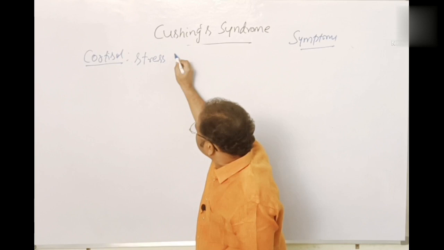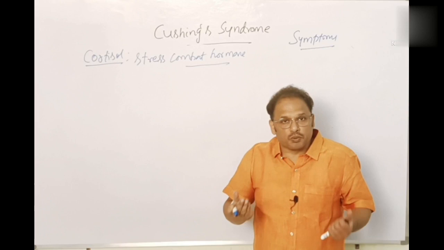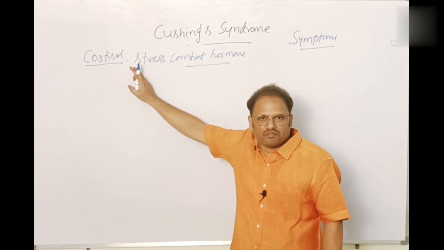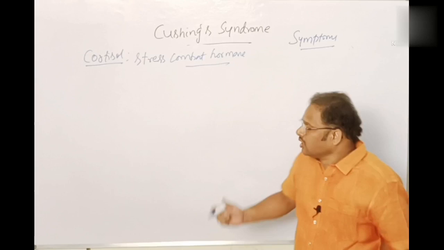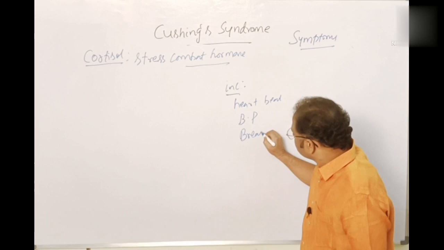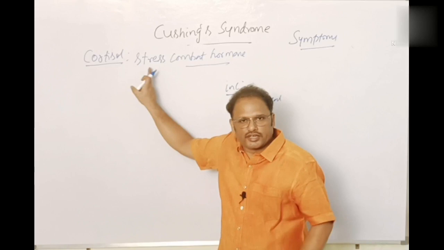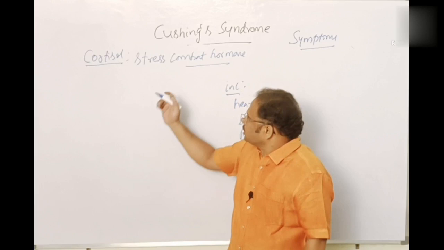That is, it's released during stress. When there is examination tension or result tension experienced by the students, the cortisol level is enhanced in your blood to deal with the stress. What happens during stress? We have already discussed: increased heartbeat, blood pressure, more breathing, and more sweating, of course. These are the stress symptoms because of the increase of cortisol during stress. This is normal during normal situations. Once the stress is gone, the cortisol level decreases, everything is normal, and equilibrium is maintained.